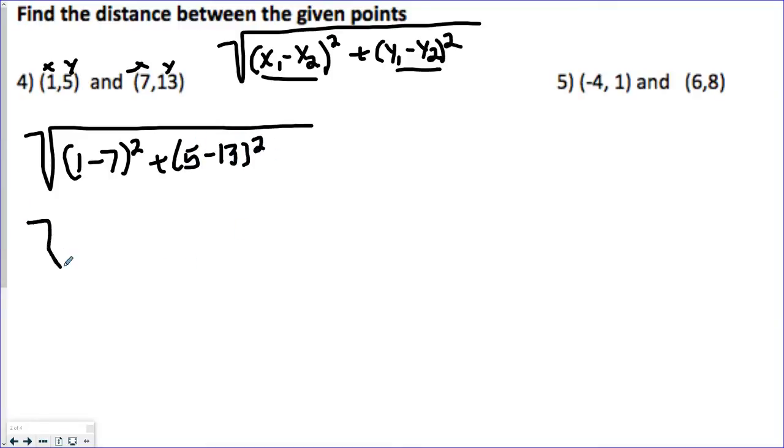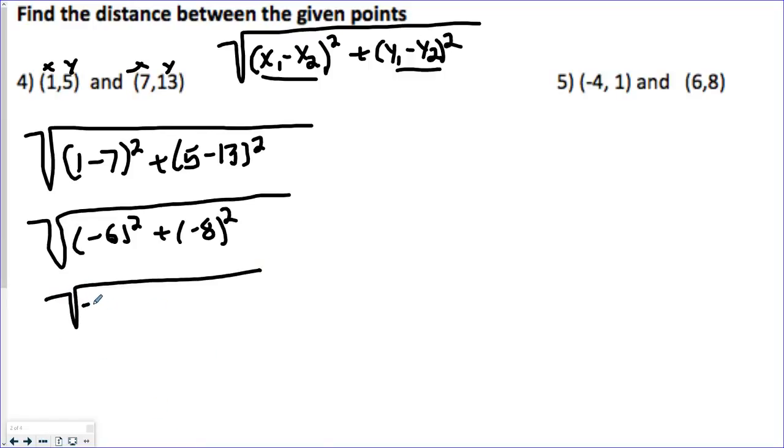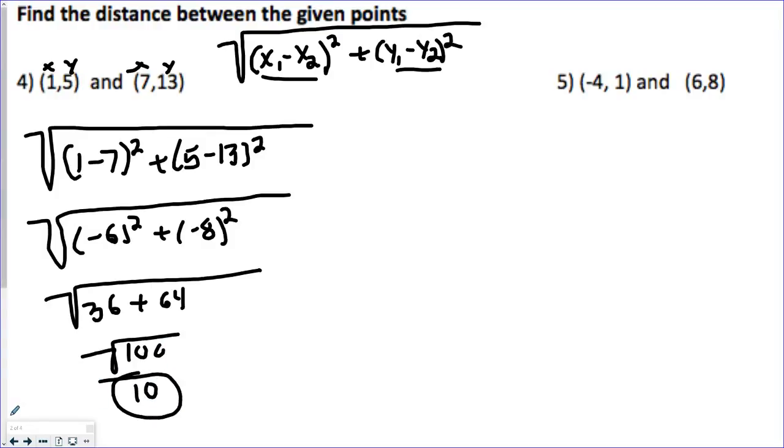The first thing you do is parentheses. So 1 minus 7 is negative 6 squared plus 5 minus 13 is negative 8 squared. Then you square the numbers. Negative 6 squared is 36. 8 squared is 64. You add them together, you get 100. And the square root of 100 is 10. So that's how far apart they are, 10 units.